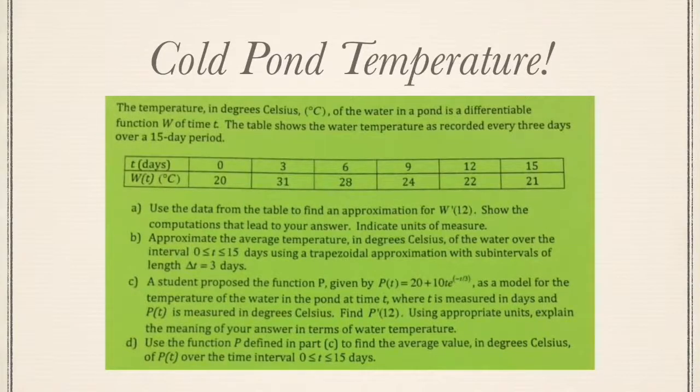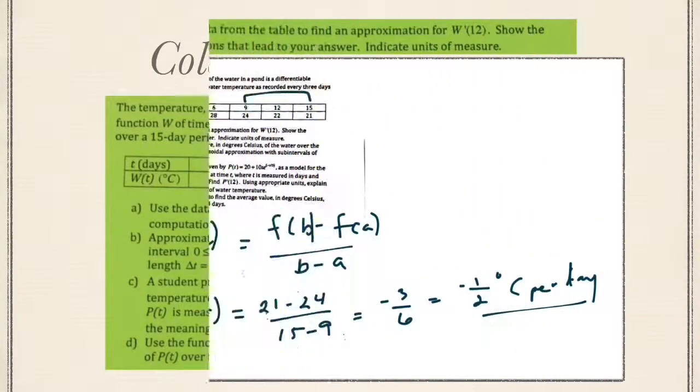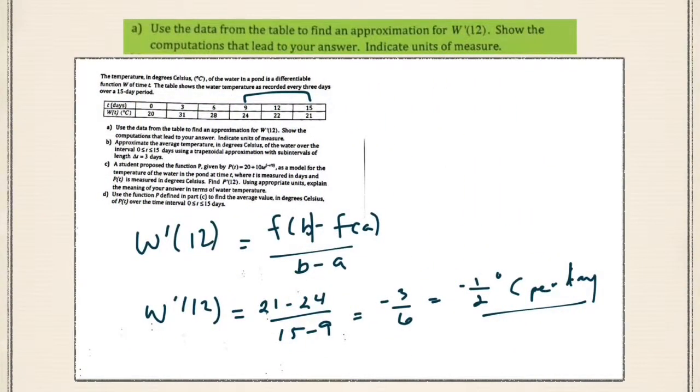Alright, let's find out what the temperature of this pond is. I got this. The temperature in degrees Celsius of the water in a pond is a differentiable function W of time t. The table shows the water temperature as recorded every 3 days over a 15-day period. Alright, part A. Use the data from the table to find an approximation for W prime of 12. Show the computations that lead to your answer. Indicate units of measure.